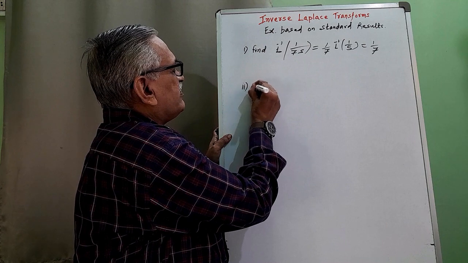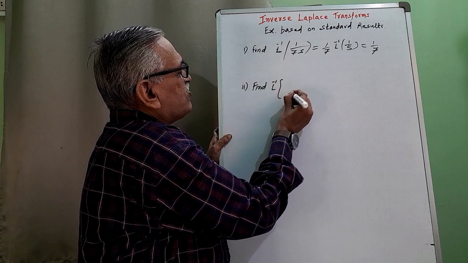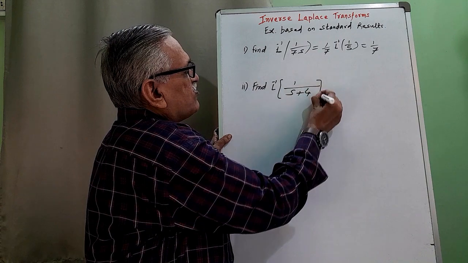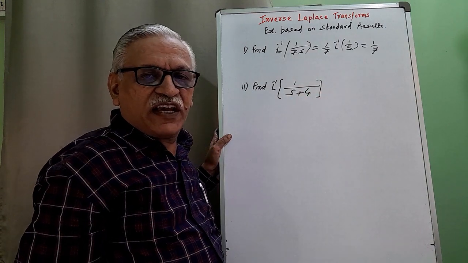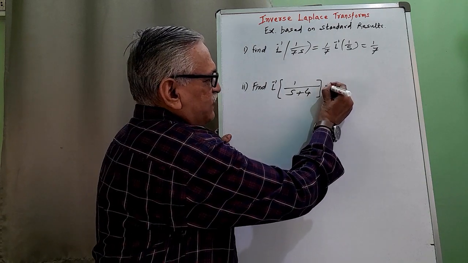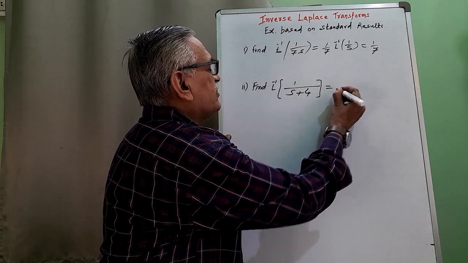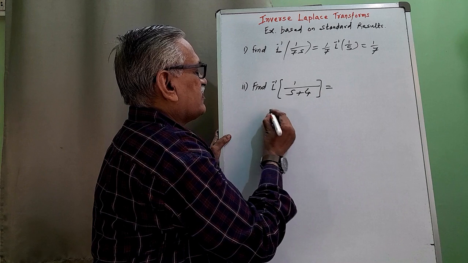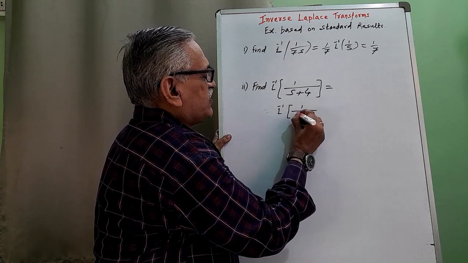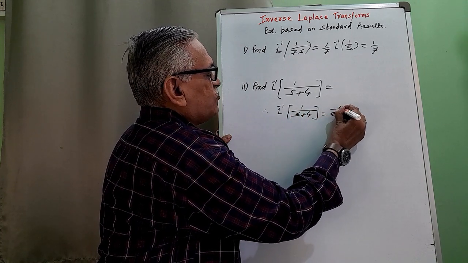Second, find inverse Laplace of 1 upon s plus 4. It is 1 upon s plus a type of term. Its inverse is e raised to minus at. A is here 4, and as here it is plus 4, the term is e raised to minus at. Therefore, inverse Laplace of 1 upon s plus 4 is e raised to minus 4t.